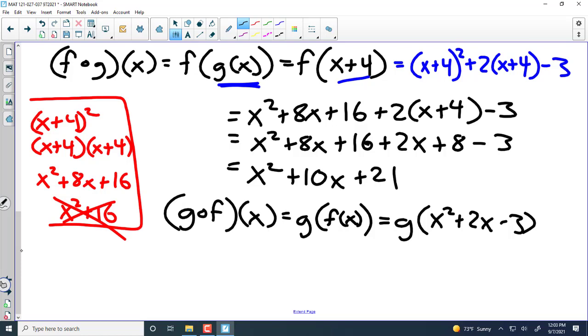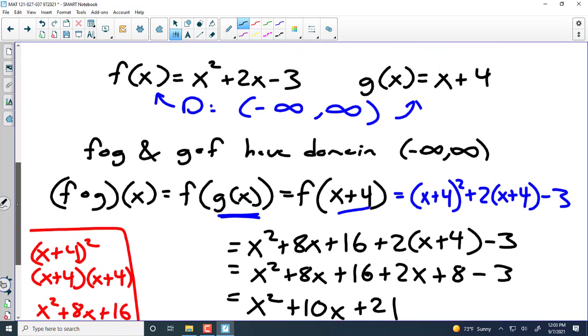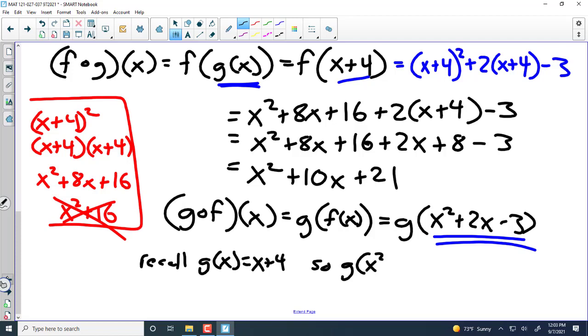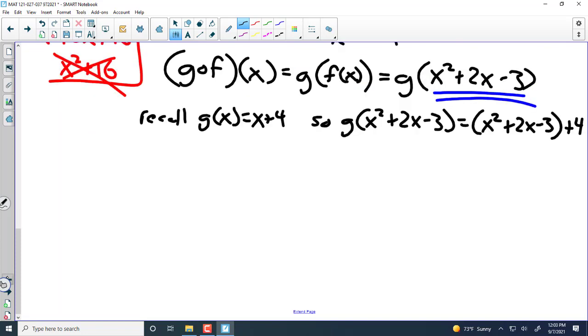Now what was the g function, everyone? What was g of x equal to? x plus 4. So this right here gets put in place of the x in the x plus 4. Recall, g of x equals x plus 4. So, g of x squared plus 2x minus 3 equals x squared plus 2x minus 3 plus 4. You just replace this x with the entire f equation. And simplifying is almost trivial. Almost. Just got to make sure you do it right.